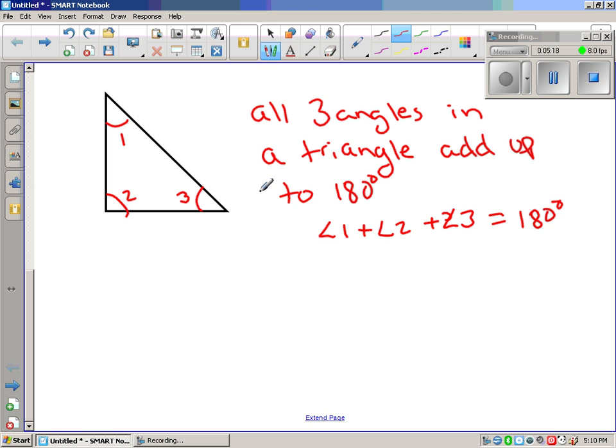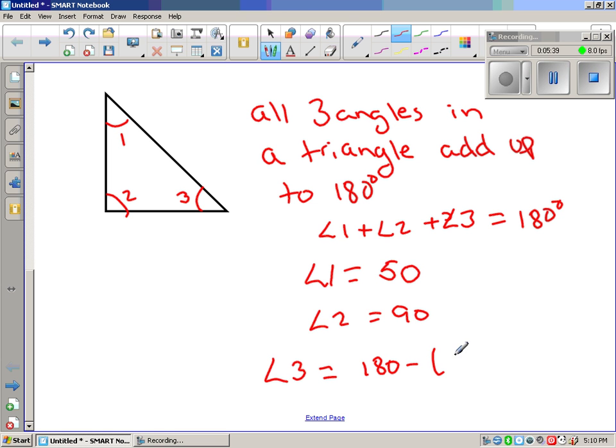So if I tell you that angle 1 equals 50 degrees and angle 2 equals 90 degrees, angle 3 is equal to 180 degrees minus (50 plus 90), and that will equal 40 degrees.